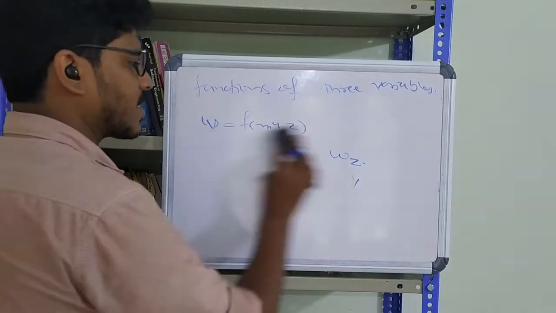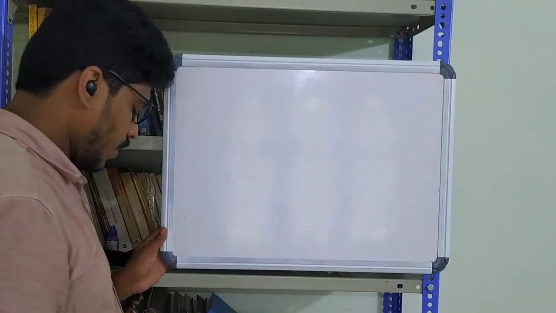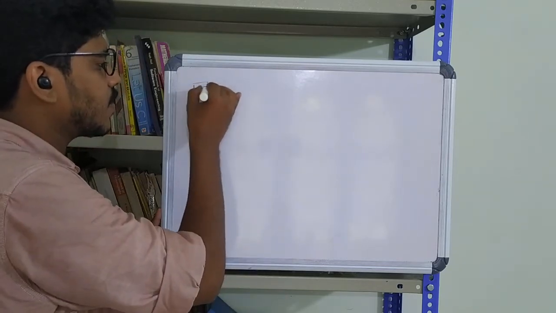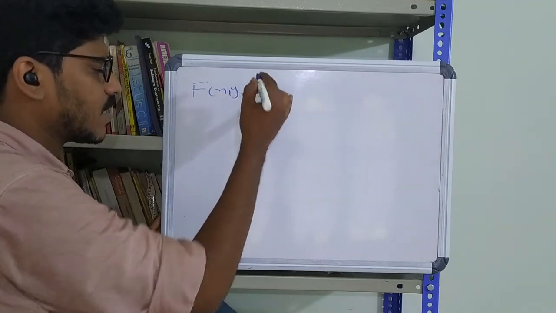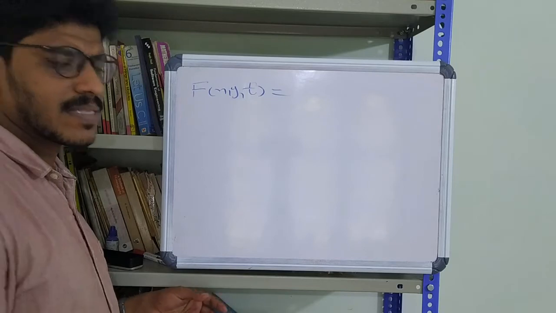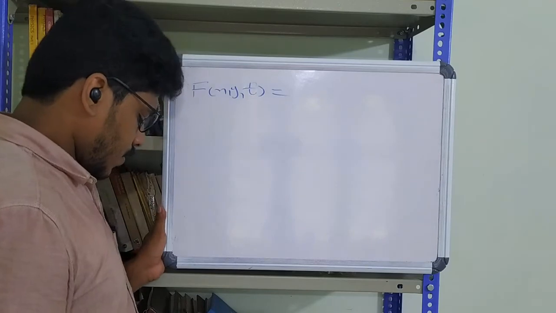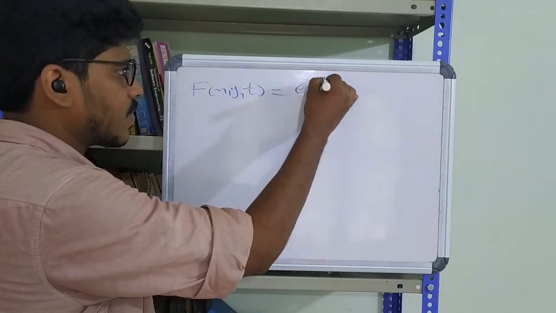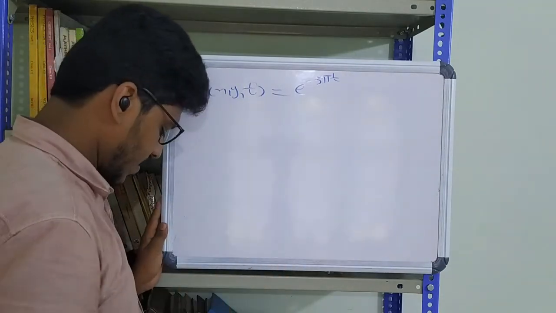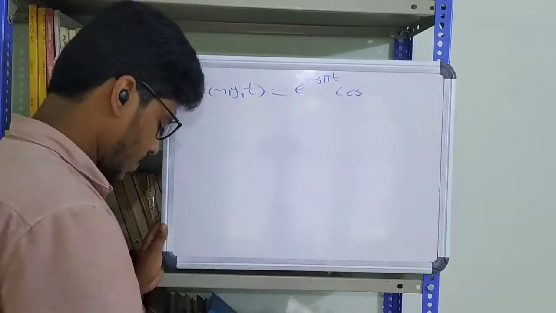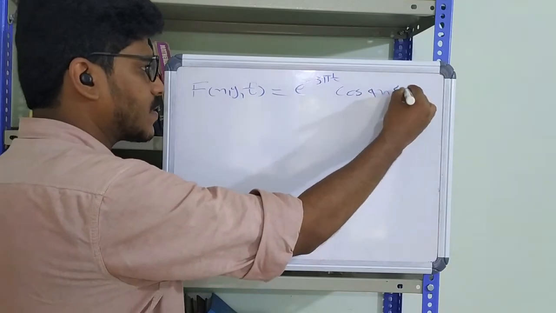If you want, we can go for an example here. Consider the function f of x, y, and t, or z, whatever. Let's choose t. These are just variables, they need not be x, y, z always, they can be p, q, r, s, or anything. So let f of x, y, t equal to e raised to minus 3πt, cos 4x sin 6y.